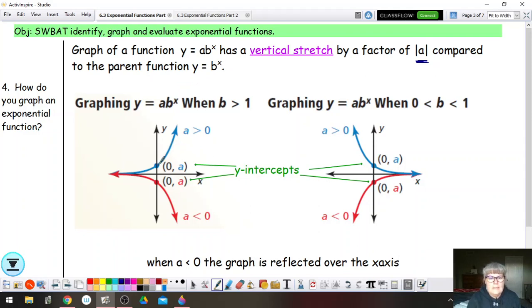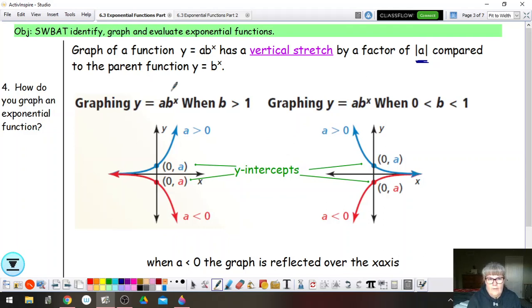When b is greater than 1, our graph will always be an increasing graph above the x-axis. When b is between 0 and 1, it will be a decreasing graph above the x-axis. When a is a negative value, that graph will flip to the other side of the x-axis in both cases.